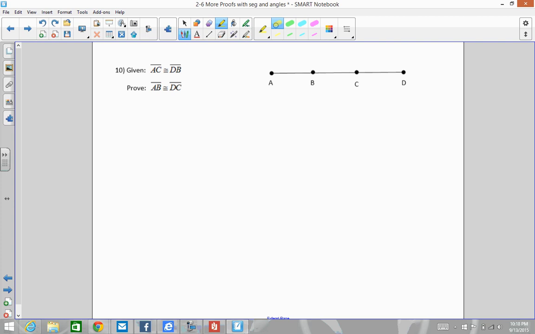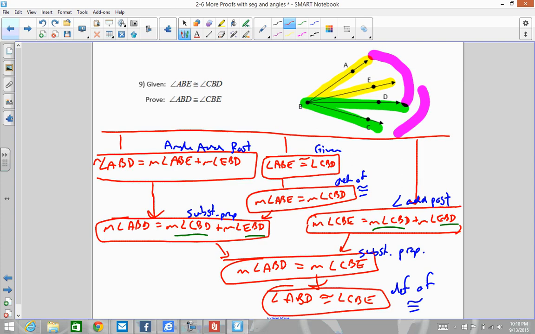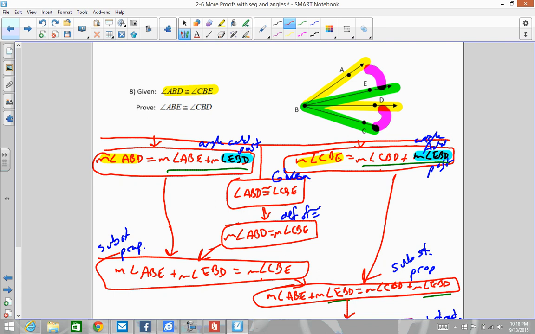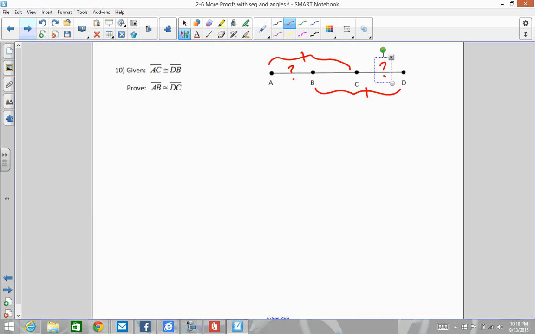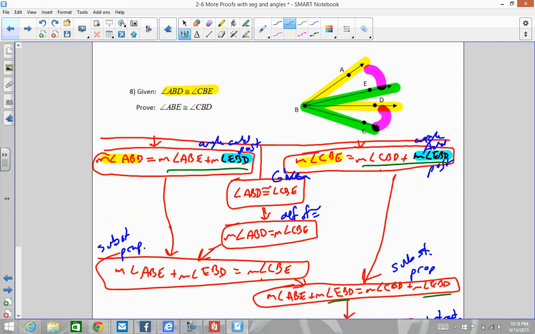I'm going to use my highlighter. So I've got AC. I'll pick my pen here for a second, actually. I got AC, which is this whole thing, is congruent to this whole thing. But I want to prove that this is congruent to this. Well, if I go backwards, didn't I in here have this whole angle was congruent to this whole angle, but I wanted to prove these pieces were equal to each other? This is the same proof as this one, except this one's using segments and this one used angles.